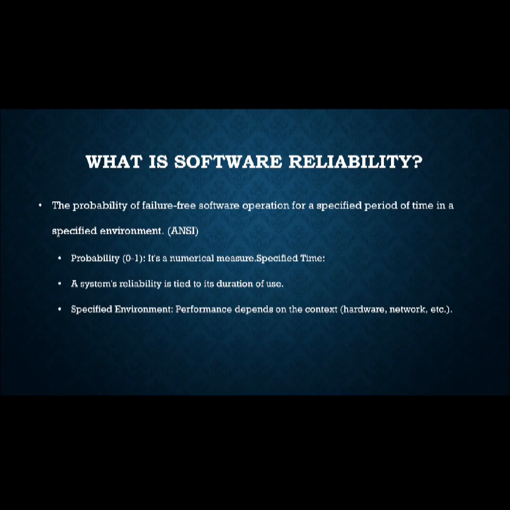Next, failure-free operation. This is simple enough, right? It means the software does what it's supposed to do without crashing, without producing the wrong output, and without any glitches. A failure is a deviation from the expected behavior. This is triggered by a fault in the code, which is a flaw or a bug. So, failure-free operation means the user doesn't encounter any of these unexpected faulty behaviors.